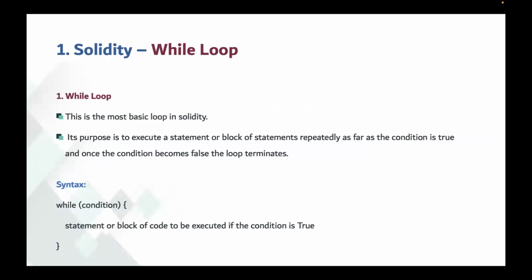The while loop is the most basic loop in Solidity. It executes a block of code repeatedly as long as the specified condition is true. Once the condition becomes false, the loop terminates. As you can see here, this is the syntax of the while loop. We have while, then a condition, and after that, if this condition is true, we have either a statement or a block of code.